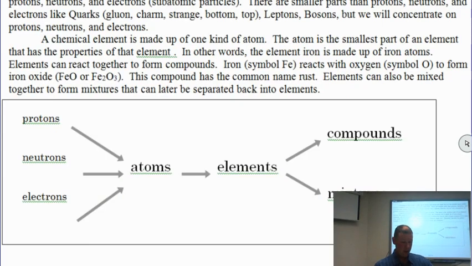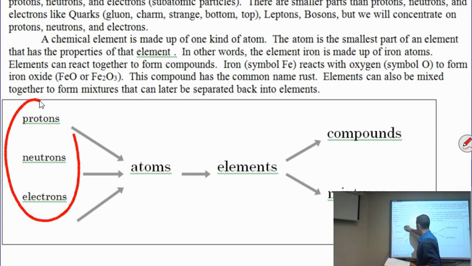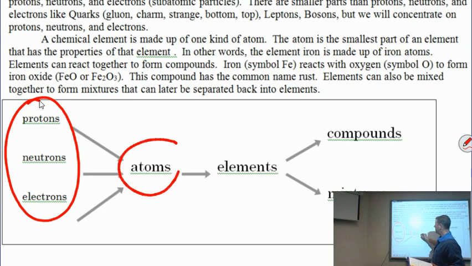So I'm going to read this to you, and you can read along, highlight some of the things that you didn't know. It says everything in the world is made up of atoms. Atoms are made up of even smaller parts called protons, neutrons, and electrons. So these three things right here make up atoms.